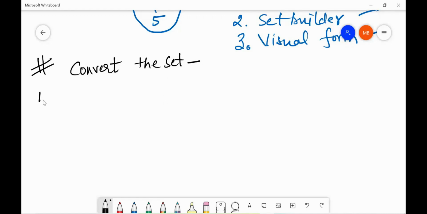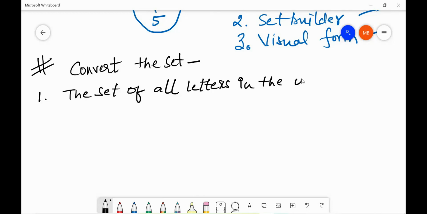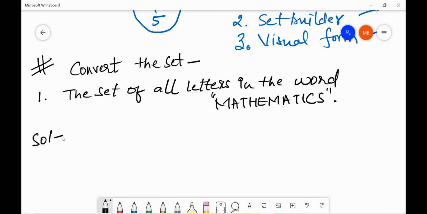I write, say, example 1: the set of all letters in the word mathematics. So recall the definition of a set. Elements have to be distinct, they have to be well defined. And here this is in set builder form, the set of all letters in the word mathematics. So you have to convert this into roster form. So this will be your first task. Okay, so let me solve the first one for you.